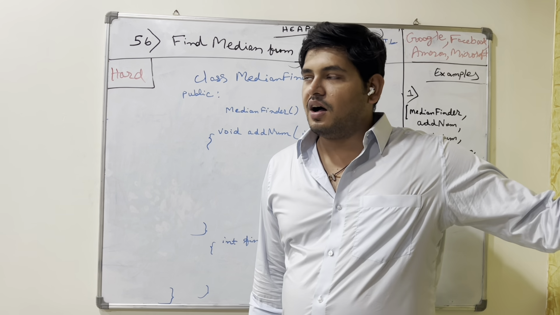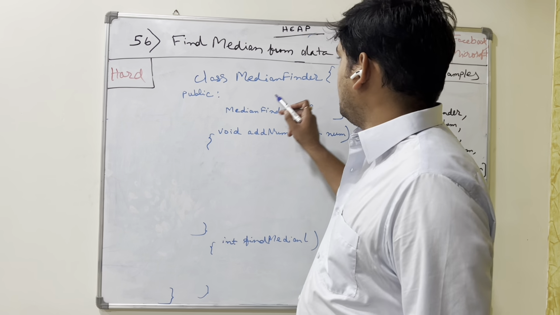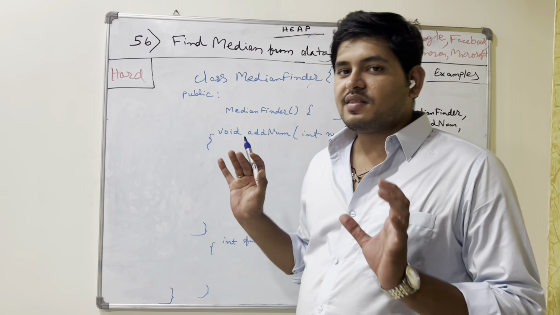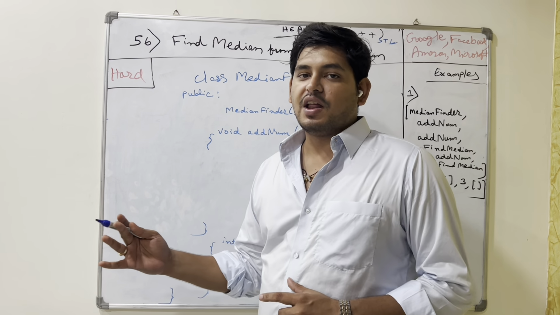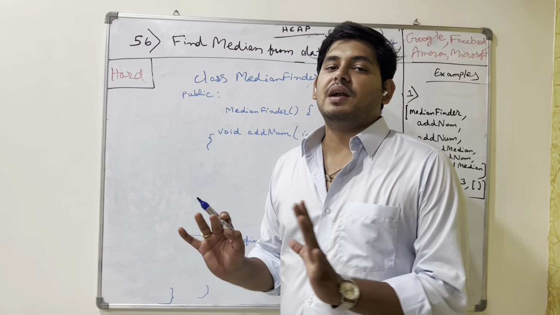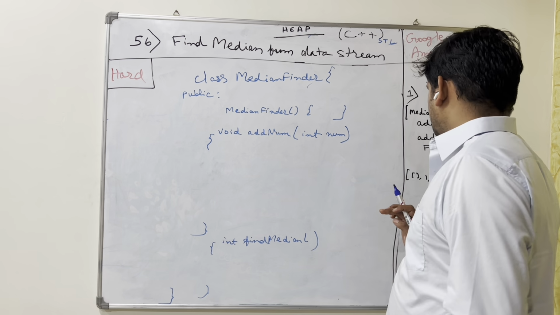So we have data coming in continuously and we need to implement a class MedianFinder which finds the median at any point of time, whenever there's an input that says, okay, now give me the median of all the data that has come. Okay, let's look at the example and then we will understand.